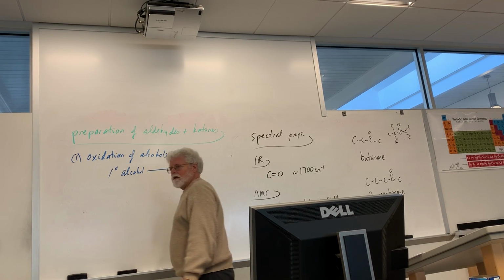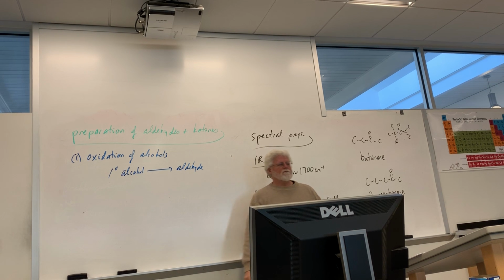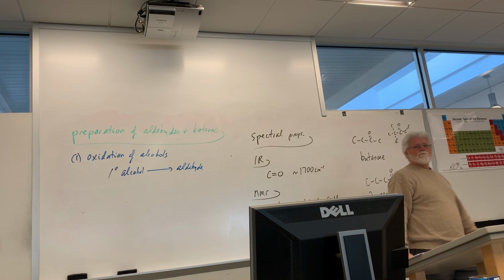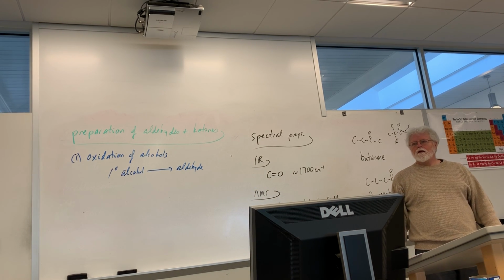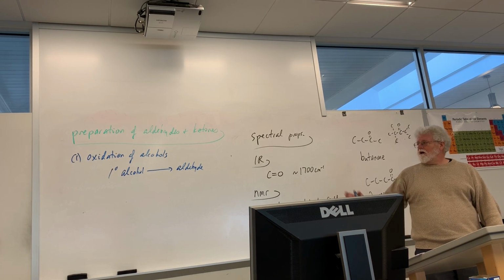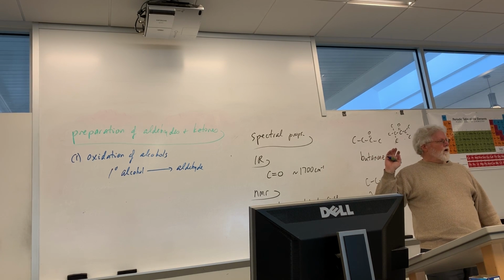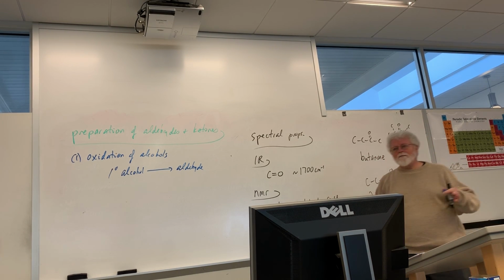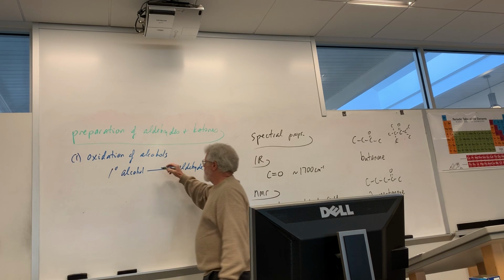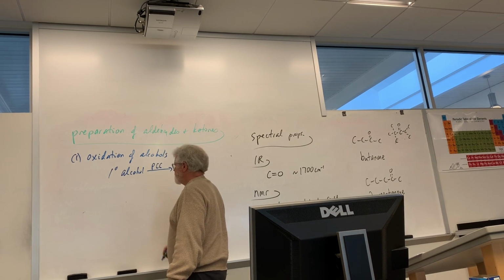What reagent are you using? PCC. I don't necessarily care that you remember PCC, but it is important that you appreciate that normally oxidizing a primary alcohol is going to go all the way to a carboxylic acid. So if you want to stop at the aldehyde, you need some sort of special reagent like PCC.